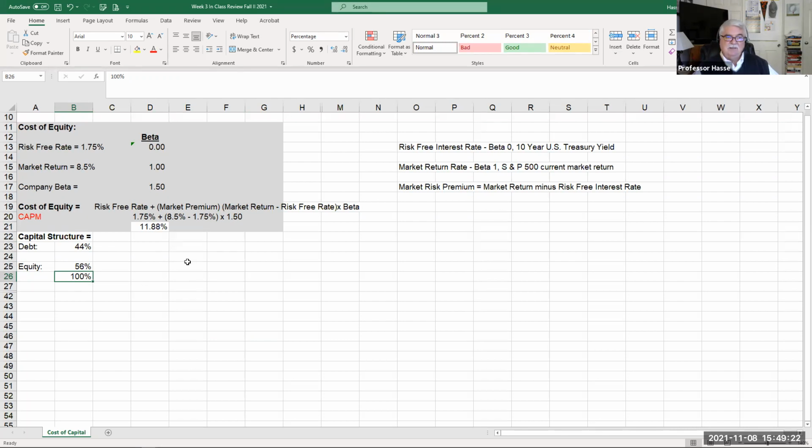So that just gives you an outline of what we're trying to do in our risk analysis, and also this cost of equity and the capital asset pricing model will lead into our Friday video discussing stock valuation. Again, this spreadsheet is in your week 3 in-class review, so you can have that as a source of information.